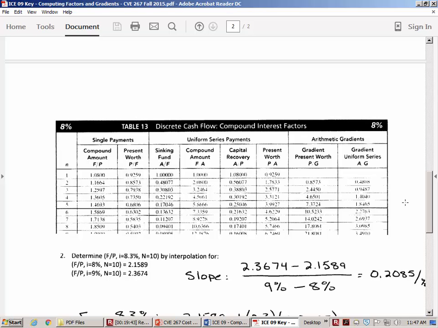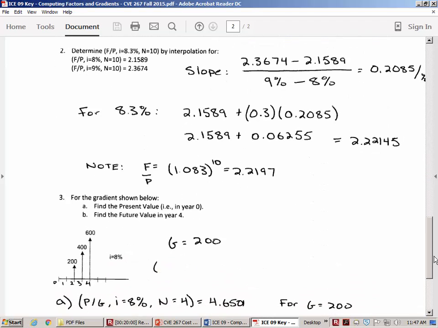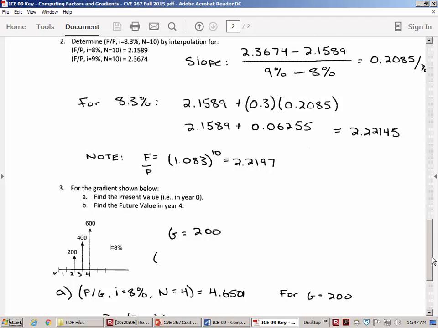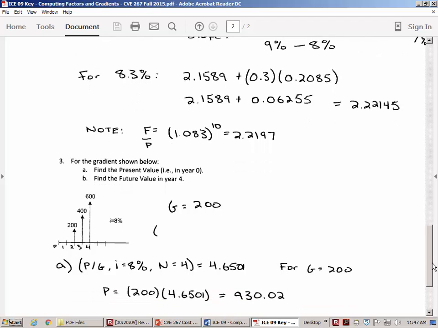It looks like it says 4.6501. So that's the factor of P to G. So P equals G times the factor. And that's how you can find the answer to part A. So here's the answer to part A. If you move all of that cash from its future dates into the present, then the equivalent is that in the present it would be worth 930.02.